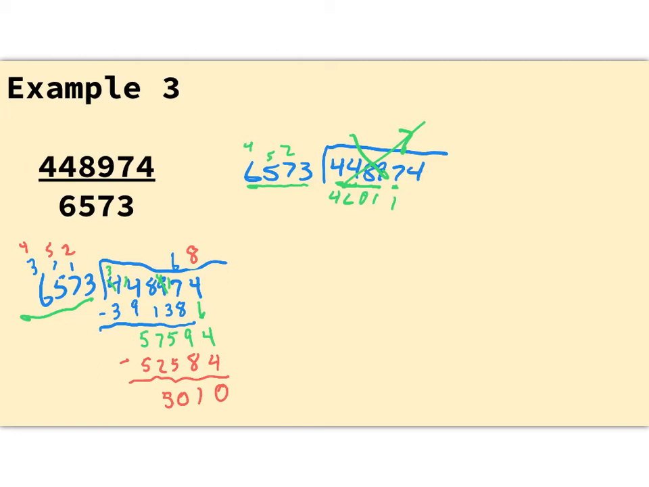So if you divide 448,974 by 6,573, you will come up with 68 even pieces and some left over. And that's how division works.